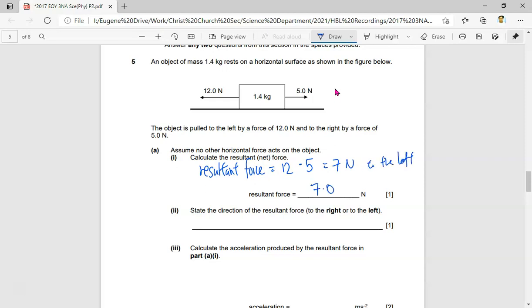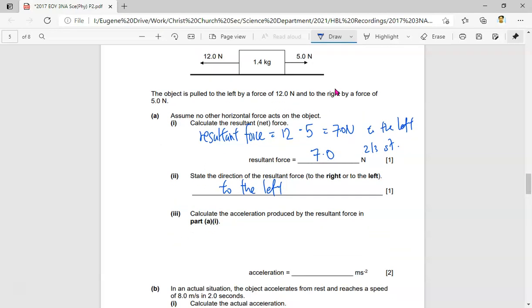So 7.0 Newtons, because you need at least 2 or 3 significant figures. The direction of the resultant force will be to the left, because the left side has more force, so the resultant force is to the left. Calculate the acceleration produced by the resultant force.